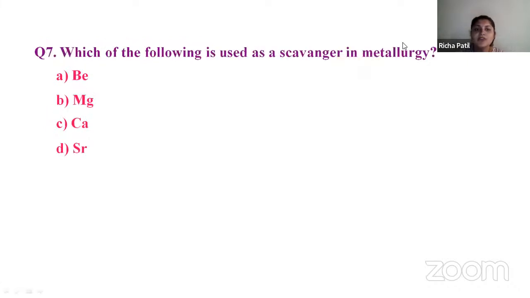Which of the following is used as a scavenger in metallurgy? What do you mean by scavenger? A scavenger is a substance which is used to remove impurities, any traces of impurities formed in the metal. For example, some water molecules or other elements which are present. That is a scavenger. The correct answer is calcium. C is the correct answer. So calcium is used as a scavenger in metallurgy to remove impurities.